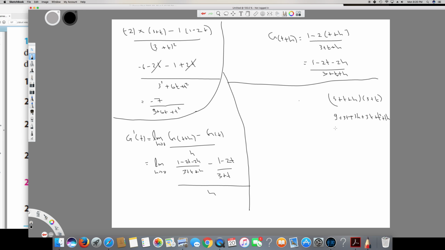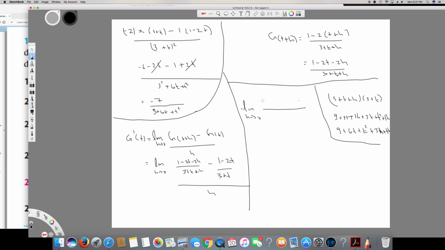So this is my denominator. If I add together, it's going to be 9 plus 6t plus t square plus 3h plus th. So this is my common denominator, and now I have to put it in the formula right here. It's going to be limit h approaches 0.